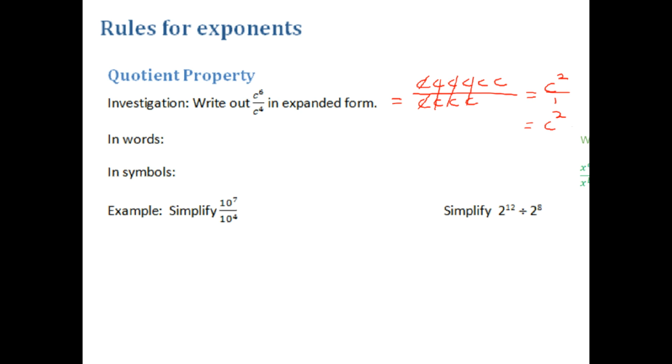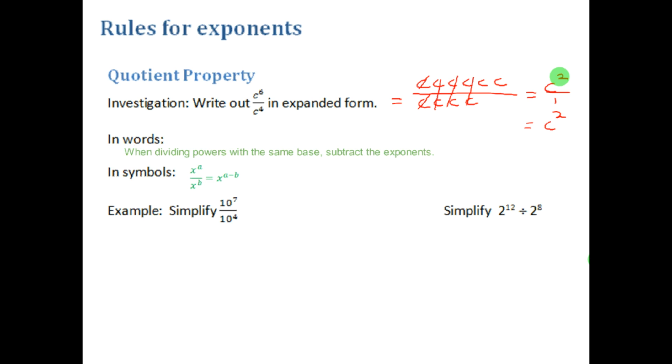So we've done this a couple of times. What do you think the rule is? We have c to the 6th over c to the 4th, and we get an answer of c squared. The property here: when dividing powers with the same base, you can subtract the exponents. In symbols it looks like this: x to the a over x to the b is x to the a minus b. You just simply subtract those.